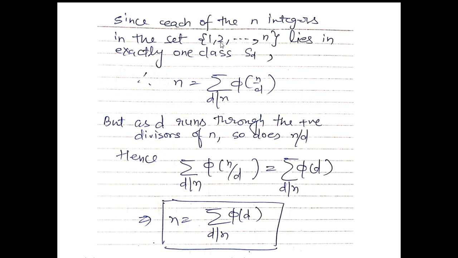Since each of the n integers in the set 1, 2, 3, up to n lies in exactly one class S_d, therefore n is equal to the summation of phi of n by d. But as d runs through the positive divisors of n, so does n by d. So we can say that n is equal to the summation of phi d, d divides n.